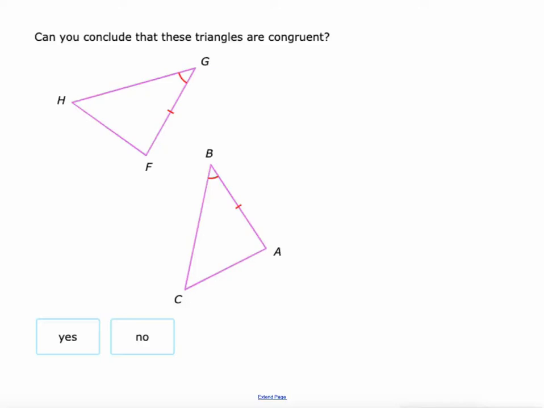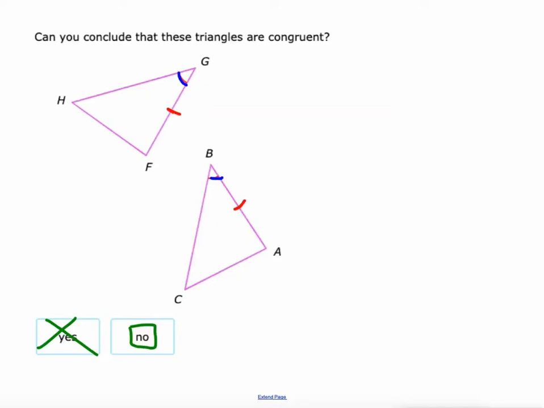All right. Can we conclude that these triangles are congruent? Well, we have to have at least 3 pairs of congruent corresponding sides. Here we have 1, 2, and that's not going to get it done. So no, we cannot determine that these 2 triangles are congruent.